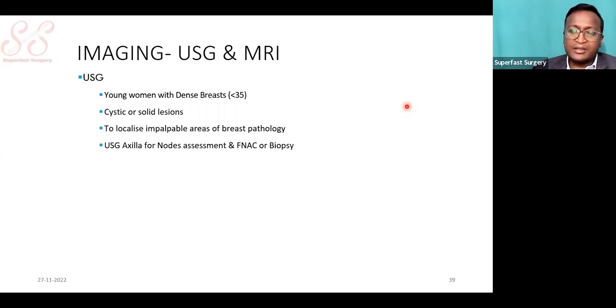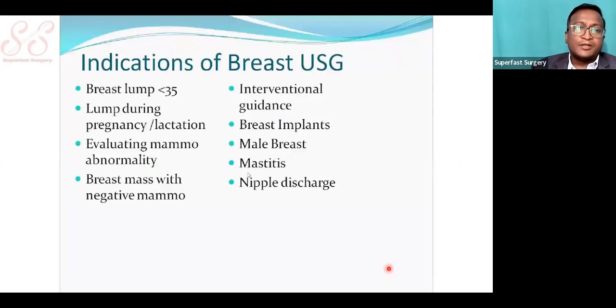That is, we can place the marker in the breast parenchyma when we are planning for neoadjuvant chemotherapy, or we can do the ultrasonography guided biopsy of both the axillary lymph nodes or the breast cancer tumor. So these are the indications of breast sonography: young dense breast, when the woman is pregnant or lactating, male breast cancer, and when there is nipple discharge. So all these will be indications for breast sonography.